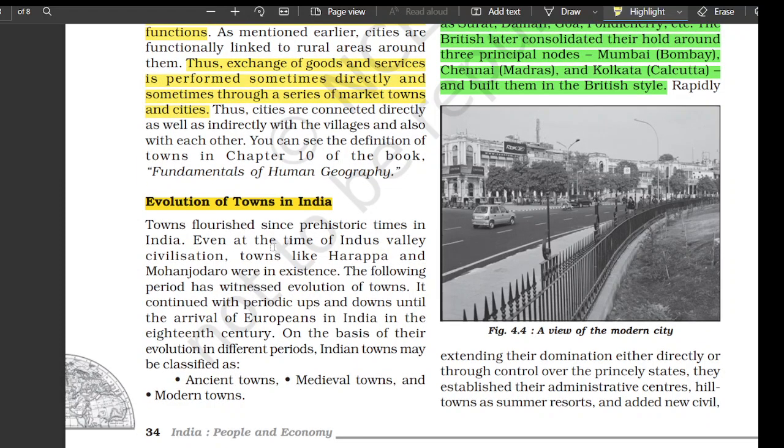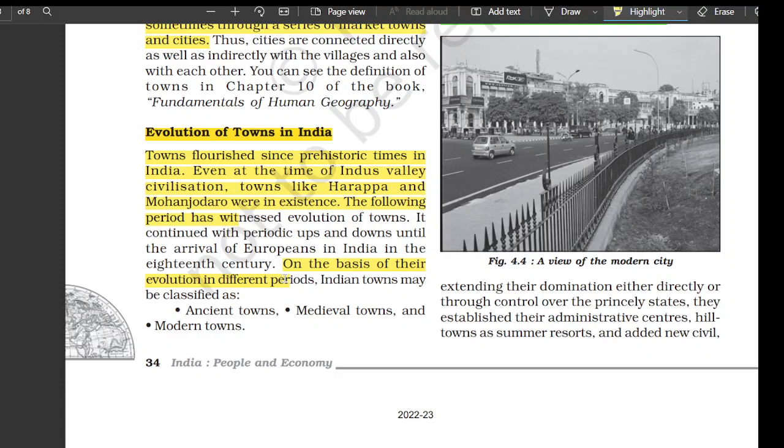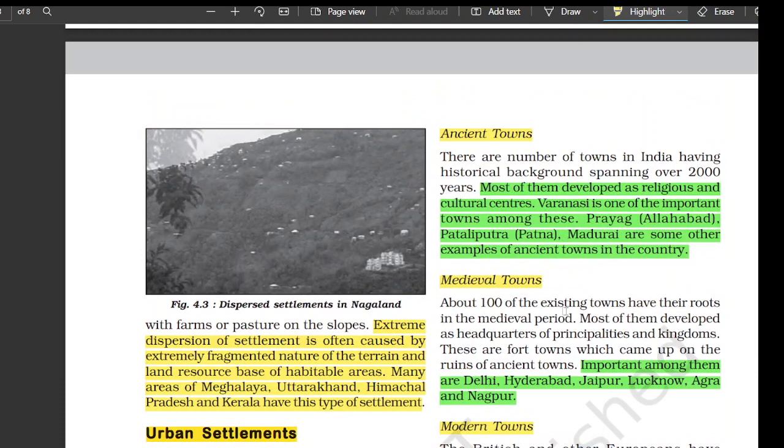Evolution of towns in India. Towns flourished since prehistoric times in India. Even at the time of the Indus Valley civilization, towns like Harappa and Mohenjo-daro were in existence. The following period has witnessed evolution of towns, continued with periodic ups and downs until the arrival of Europeans in India in the 18th century. On the basis of their evolution in different periods, Indian towns may be classified as ancient towns, medieval towns, and modern towns.